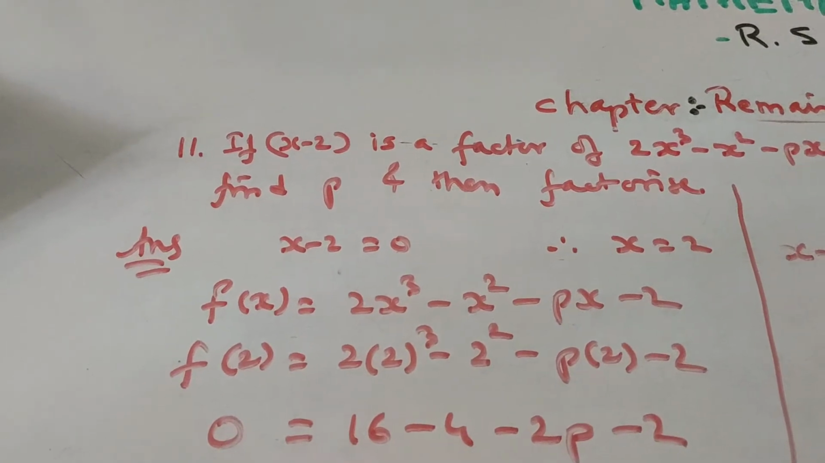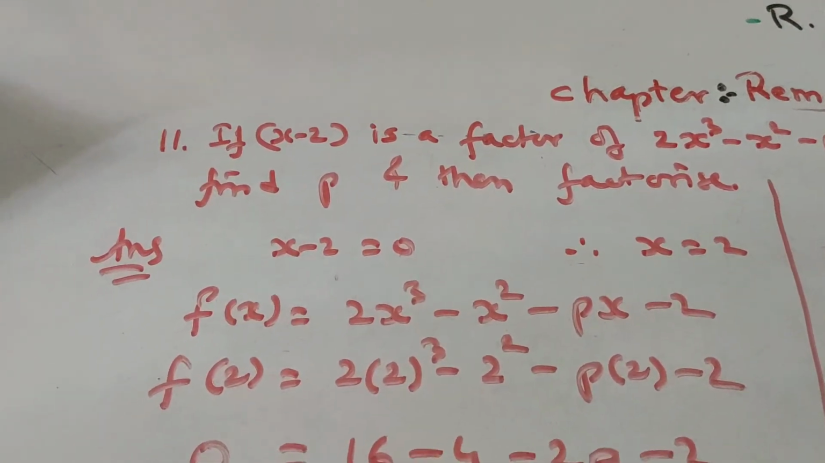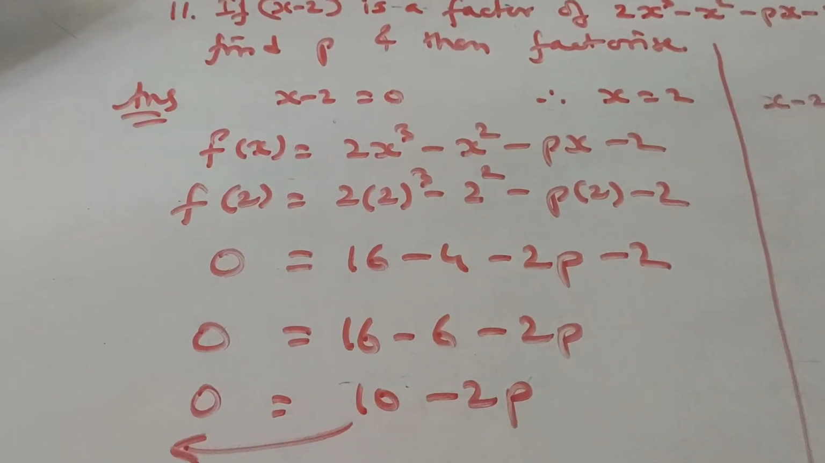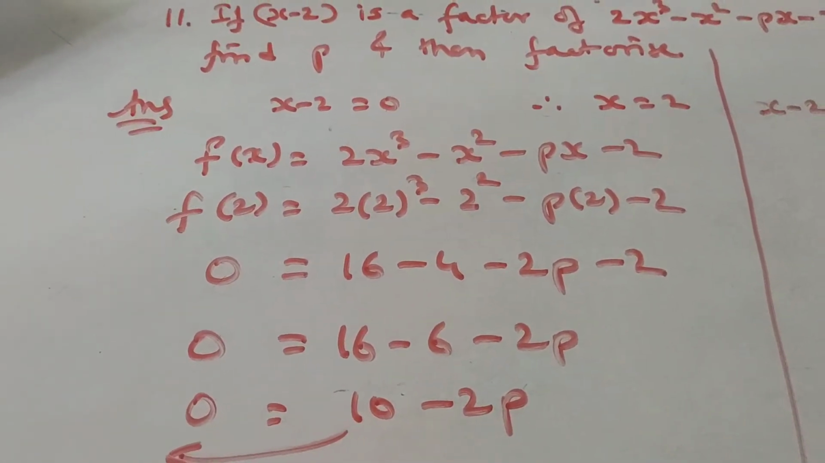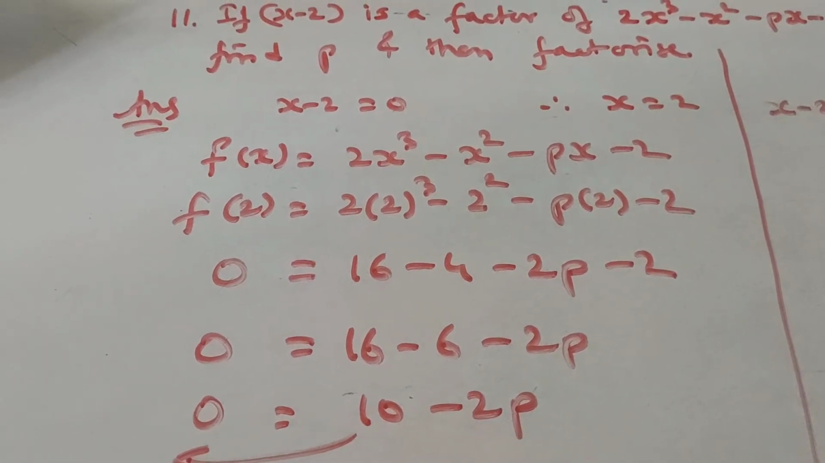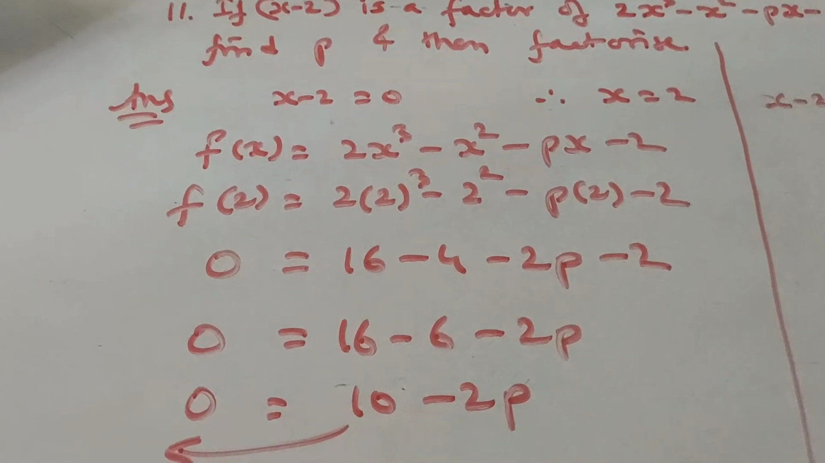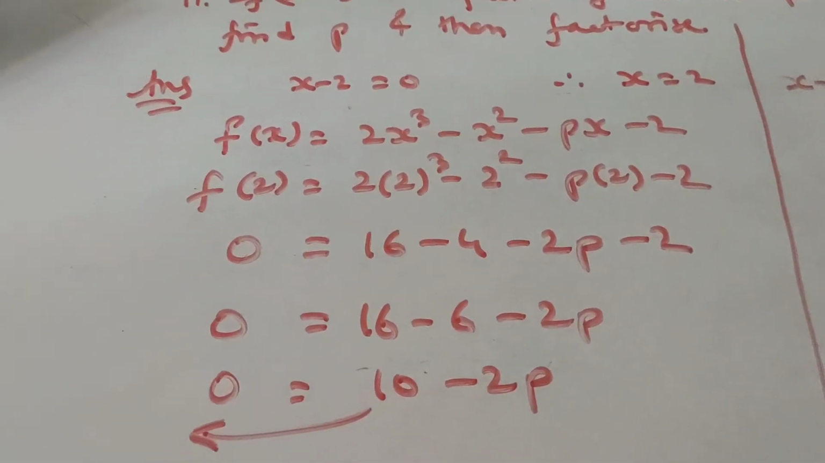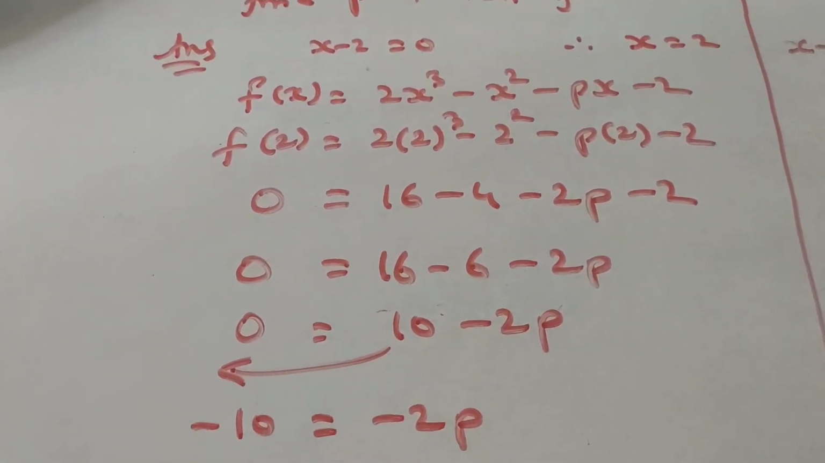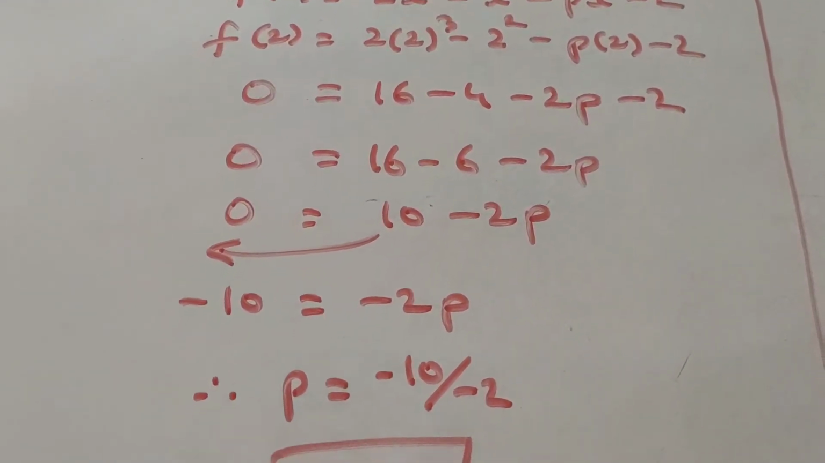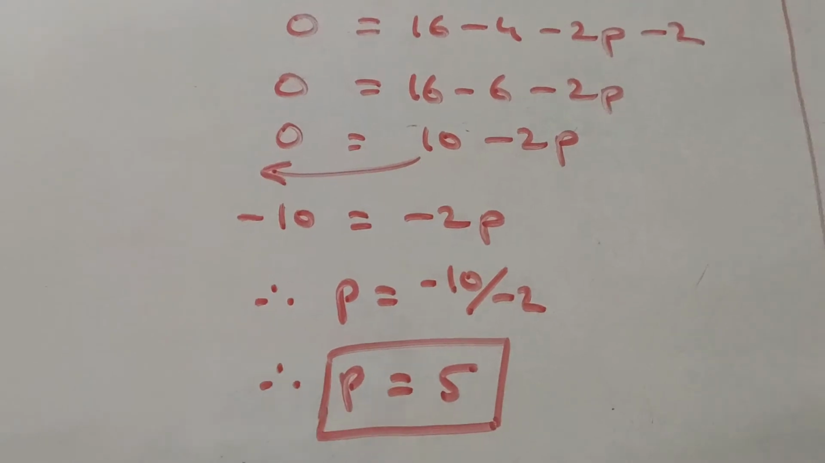f(x) is equal to 2x cube minus x square minus px minus 2. Placing the value of x as 2 and finding out the value of p, we get f(2) is equal to 2 cube minus 2 square minus p times 2 minus 2. Simplifying it, we are getting 10 minus 2p. 10 goes this side, so it becomes minus 10. Minus 10 is equal to minus 2p. p is equal to minus 10 upon minus 2, therefore p is equal to 5. So we got the value of p as 5.